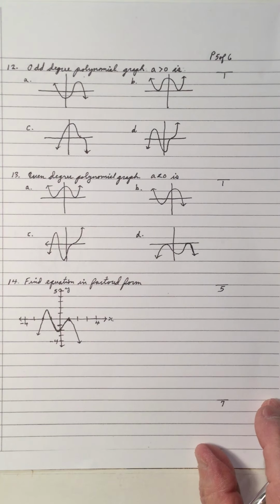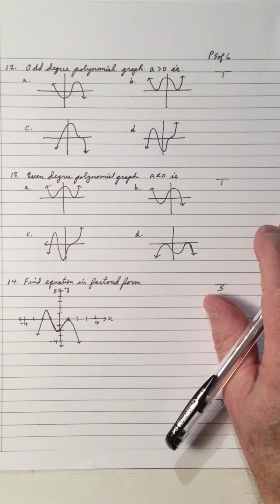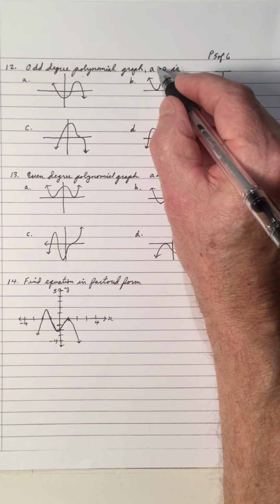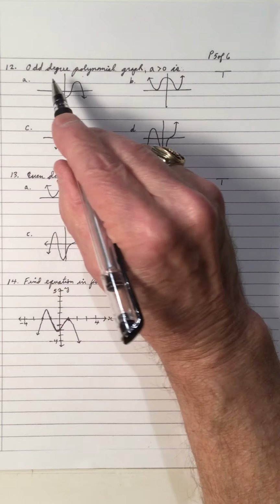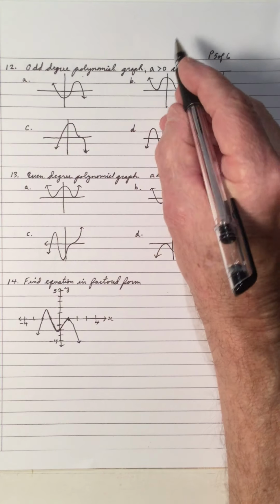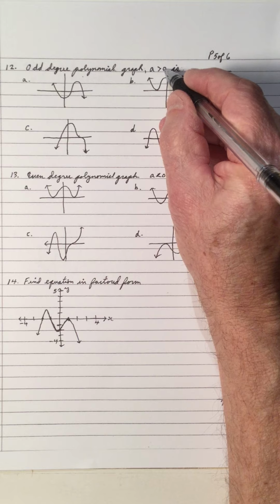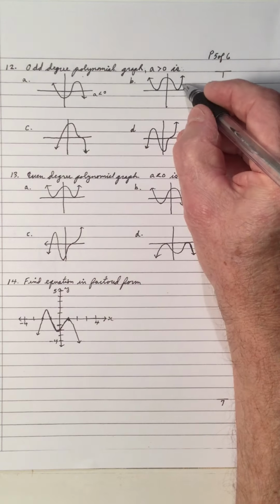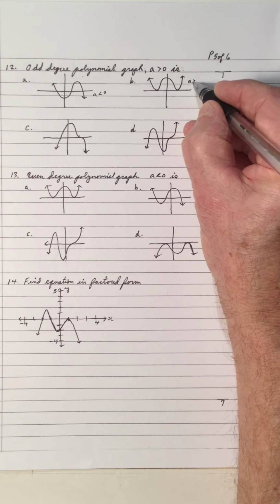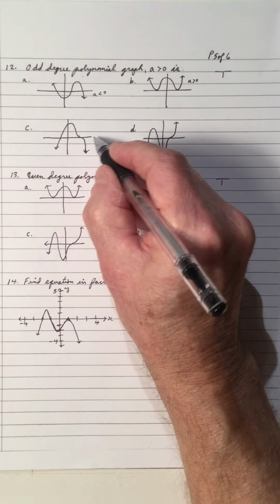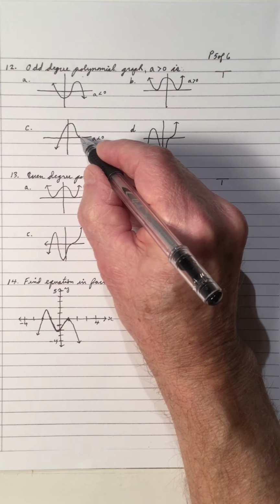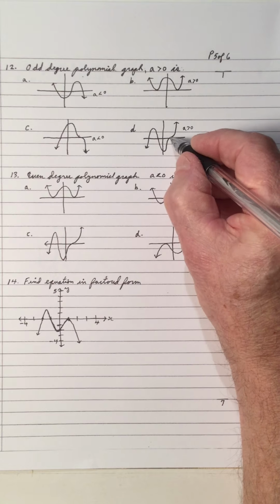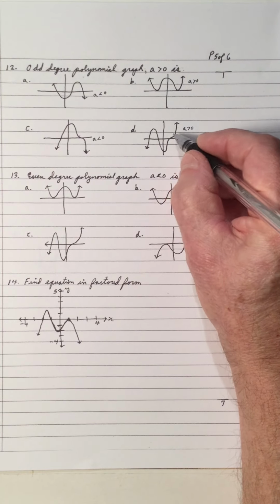Let's continue. Odd degree polynomial graph. And we have a is greater than 0. So we have an odd degree polynomial. And a is greater than 0. Well, right here, a is less than 0 because it's going down. Right here, a is greater than 0 because it's going up. Right here, a is less than 0 because it's going down. And right here, a is greater than 0 because it's going up from the furthest x-intercept on the right.